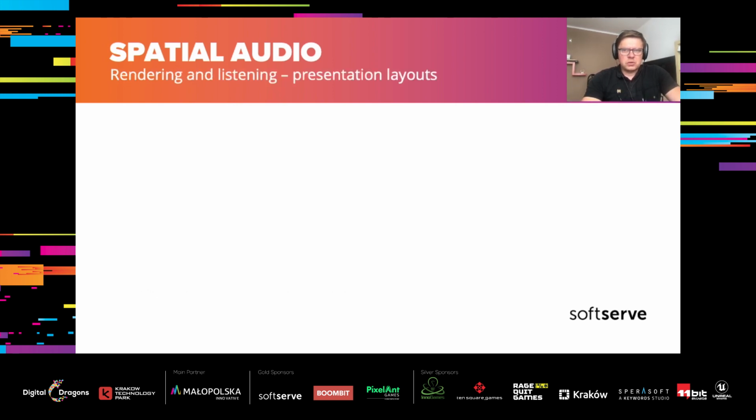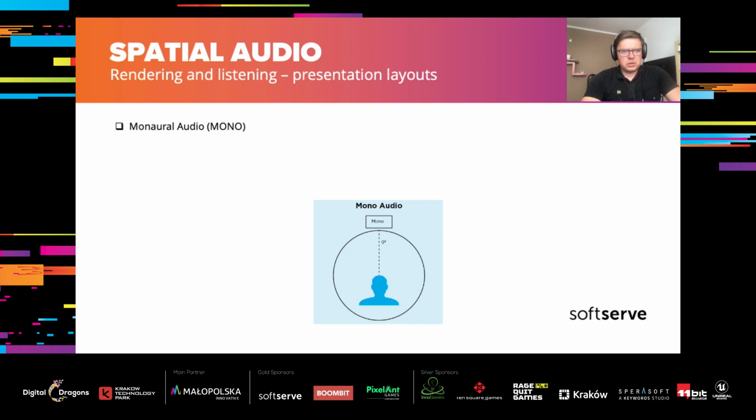So now I would like to discuss the rendering and listening of spatial audio. So how can it be presented to the listener? Just for reference, we could start here with monaural audio, where we have one audio channel, one loudspeaker setup. So there are no spatial cues. The audio is reproduced only with one speaker.